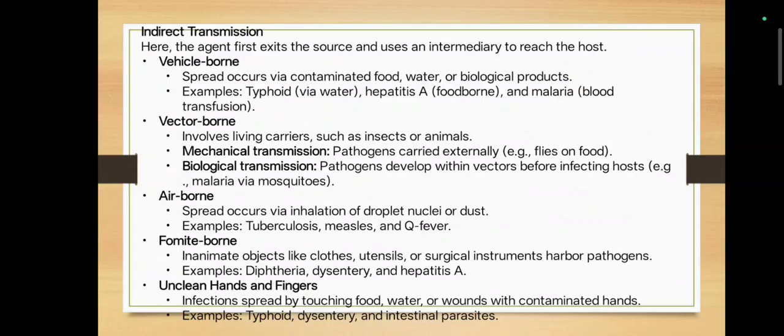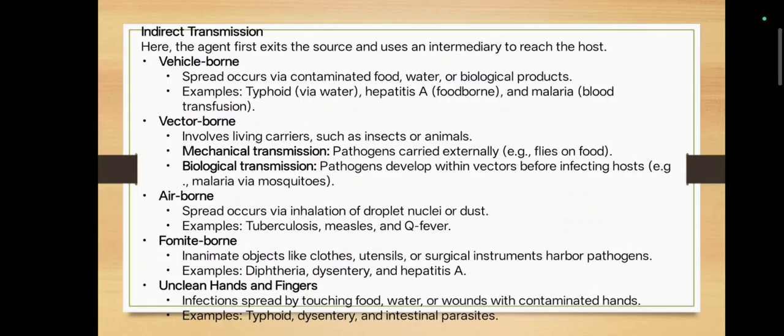It involves living carriers such as insects or animals. Mechanical transmission. Pathogens are carried externally, for example, flies on the food. Biological transmission. Pathogens develop within vectors before infecting the host, for example, malaria via mosquitoes.